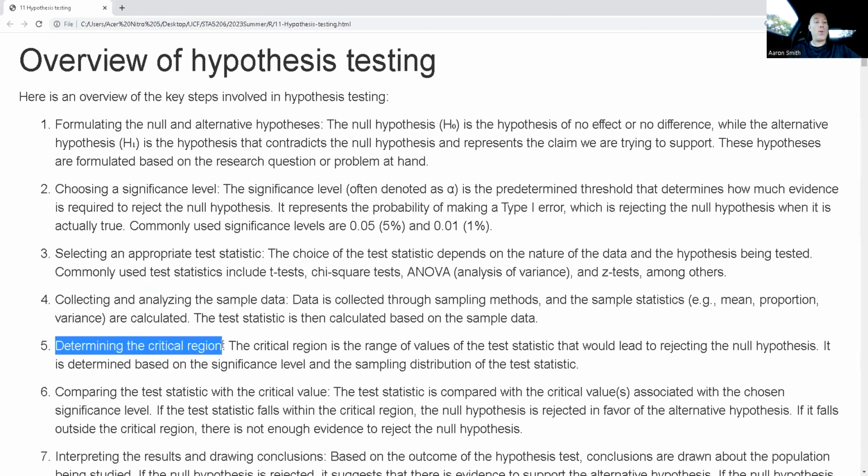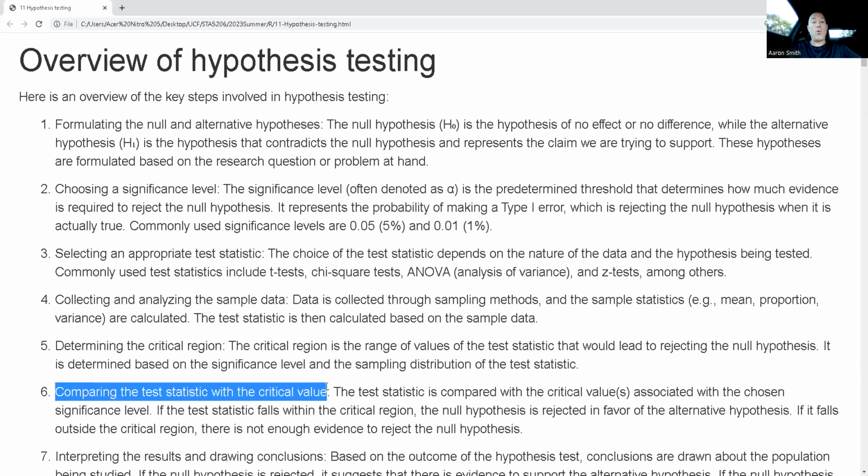Next, we determine the critical region. The critical region is the range of values of the test statistic that would lead to rejecting the null hypothesis. It is determined based on the significance level and the sampling distribution of the test statistic. Next, we compare the test statistic to the critical value. The test statistic is compared with the critical values associated with the chosen significance level. If the test statistic falls within the critical region, the null hypothesis is rejected in favor of the alternative hypothesis. If it falls outside the critical region, then there's not enough evidence to reject the null hypothesis.